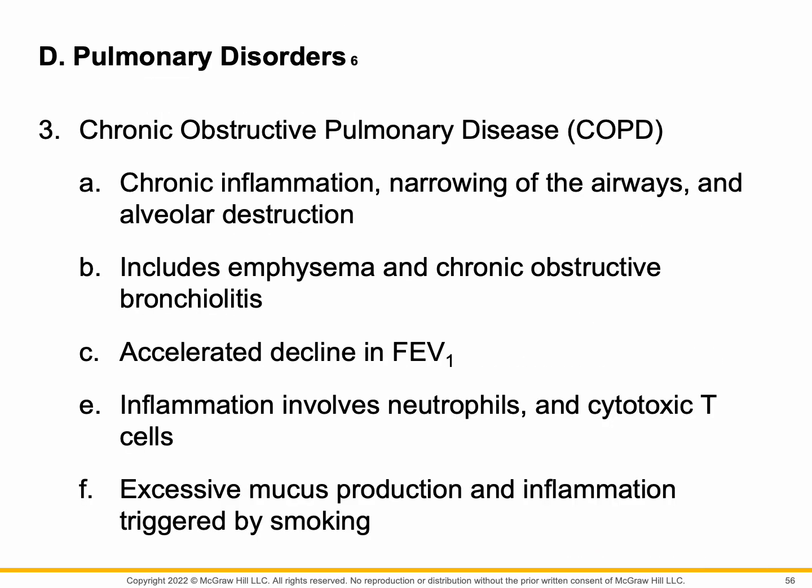With COPD, chronic obstructive pulmonary disease, this is a group of progressive lung diseases marked by persistent airflow limitations and breathing difficulties. There are two main forms: emphysema, which involves damage to the alveoli, and then there's also chronic bronchitis, which is a long-term cough that includes mucus. But most people with COPD have features of both of these. You'll see accelerated decline in FEV1. Inflammation involves neutrophils and cytotoxic T cells. There's also excessive mucus production and inflammation triggered by smoking.